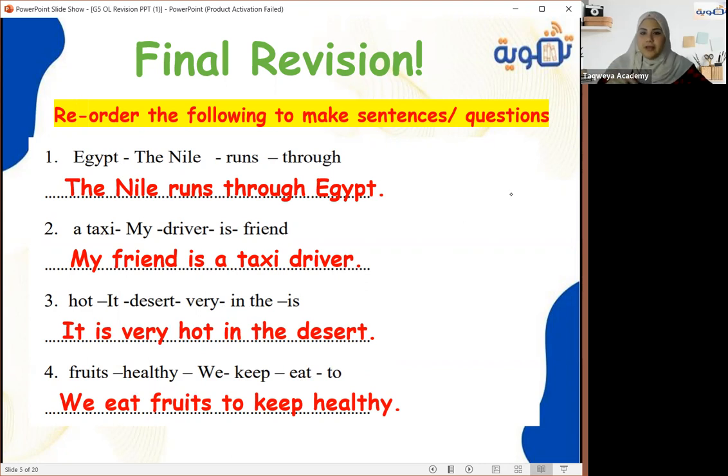So guys, it's very important to read the words carefully before you start ordering them. Because here I have 2 verbs, eat and keep. How would I know I need to start with eat if I don't complete reading the words?